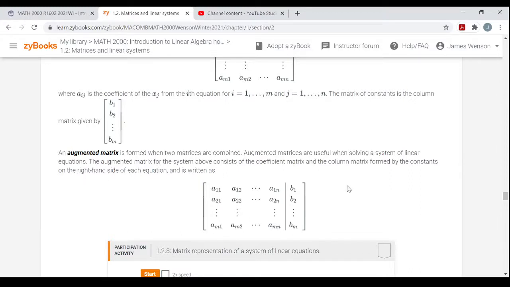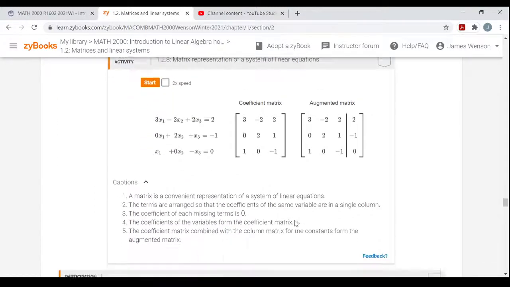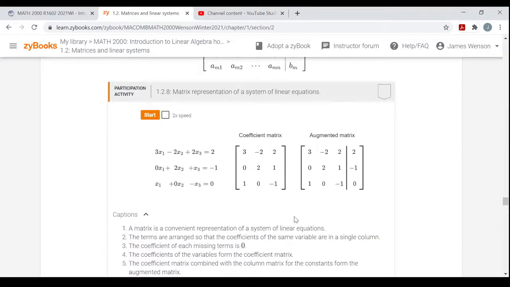All right. So we're going to create augmented matrices to represent a system of linear equations, where one of the matrices is the coefficient matrix, and the matrix that's added on to augment it is the matrix of constants. So let me show you what I mean. You can see here, you've got to play the animation, complete the activity.